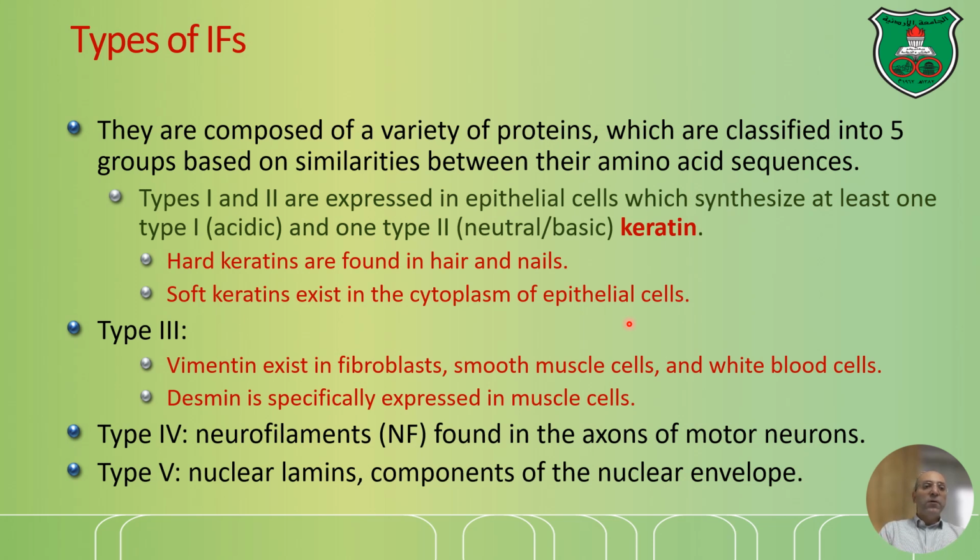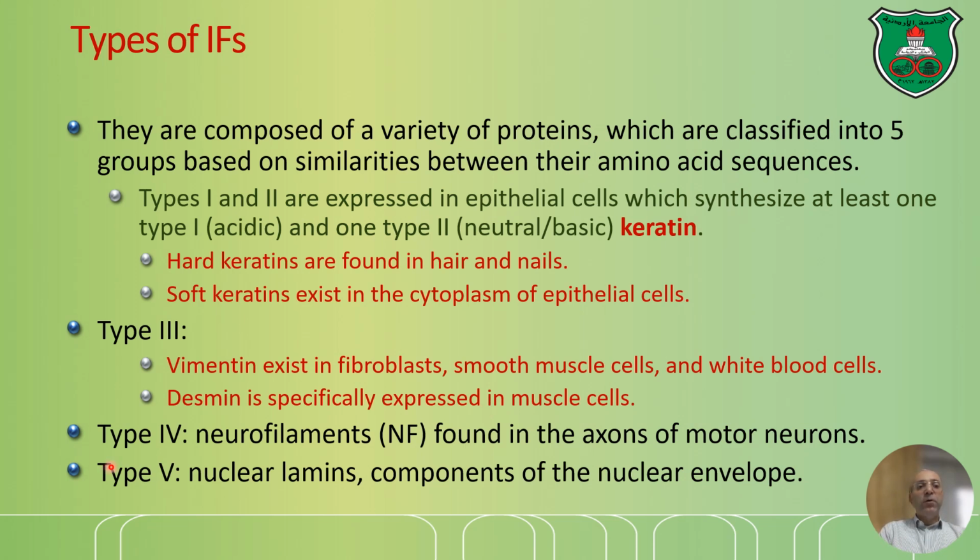cells. Now, type 3 include vimentin, a special type of intermediate filament that exists in fibroblasts, smooth muscle cells, and white blood cells. There's also a type 3 intermediate filament known as desmin, and this specifically exists in muscle cells. We'll be talking about this intermediate filament.